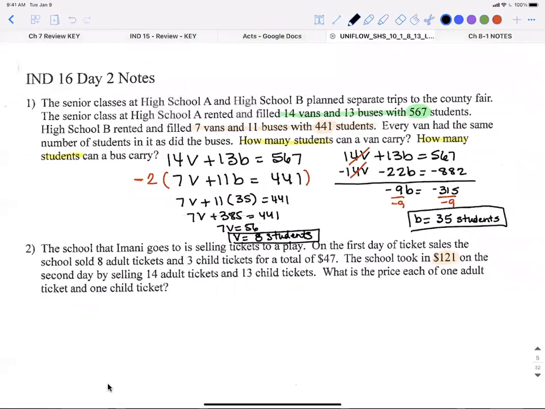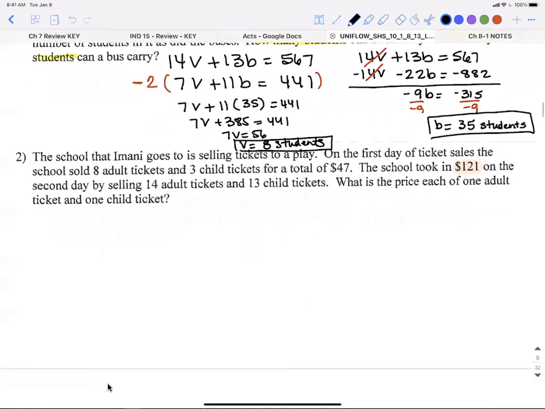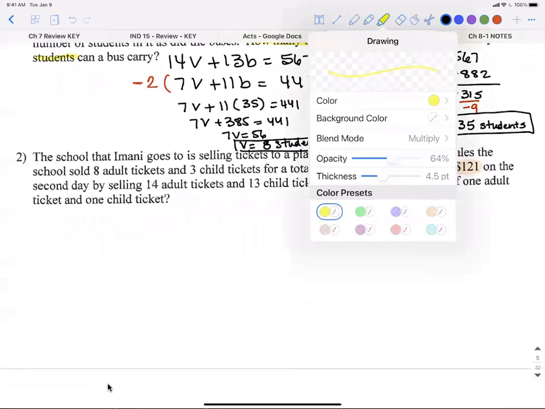Okay. All right. Let's set up one more, and then we will call it done. And I've got your homework assignment for you. All right. We've got selling tickets on the first day of sales. Let's see, what have we got?